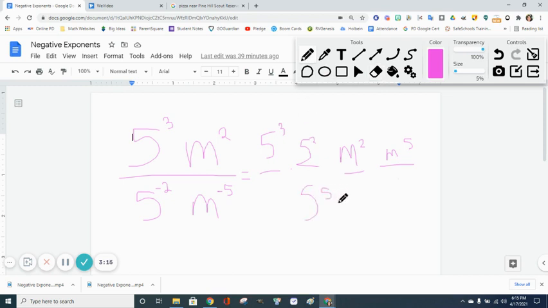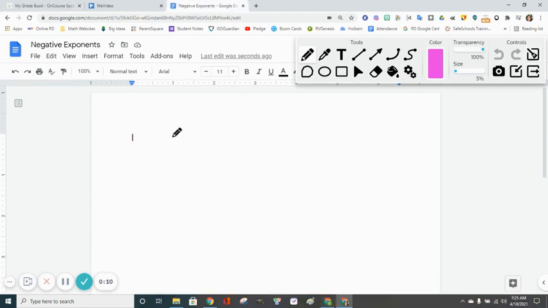5 to the 5th, m to the 7th. So my initial problem simplifies to this. Let's do one more type of problem with negative exponents.